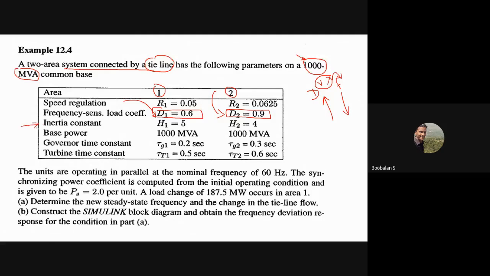And the generator and rotating mass inertia constant for area 1 and area 2. The base power for both systems is 100 MVA, 100 MVA. That is given initially itself. The governor time constant for area 1 is 0.2, and for area 2 it is 0.3. And the turbine time constant is given. So shall we proceed to MATLAB now, right? Every data is given.